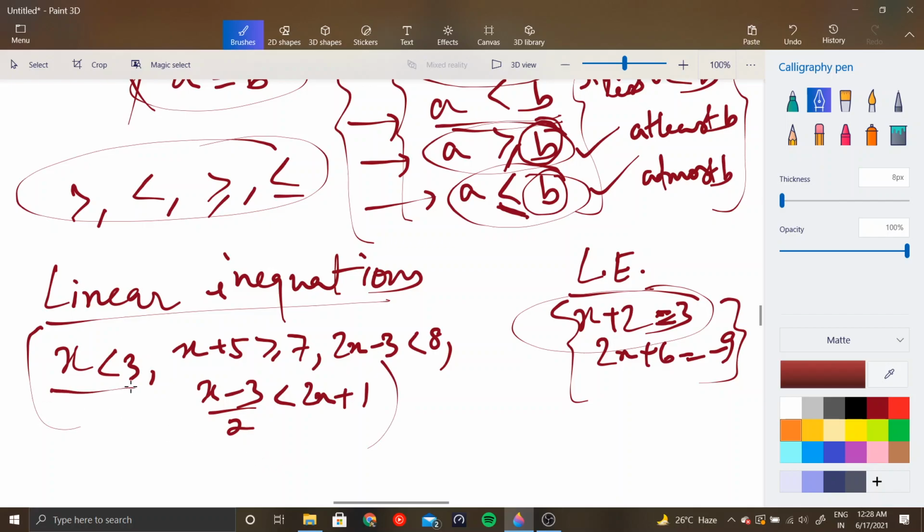x has to be less than 3, now find any value of x. x plus 5 has to be at least greater than or equal to 7. 2x minus 3 needs to be less than 8. (x minus 3) by 2 needs to be less than 2x plus 1.